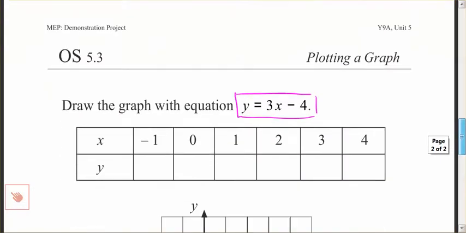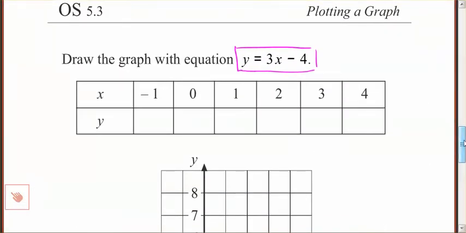So no, 4 is 0. No, careful. 0 is what in this case? There you go, minus 4. So we should check really. 3 times 0 is 0. Minus 4 is minus 4.